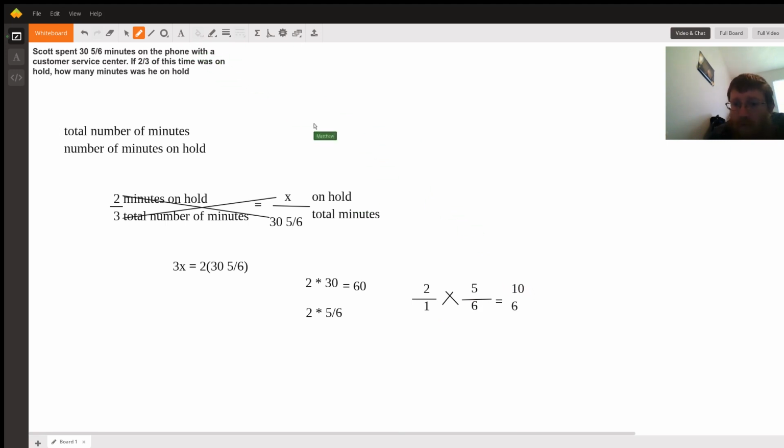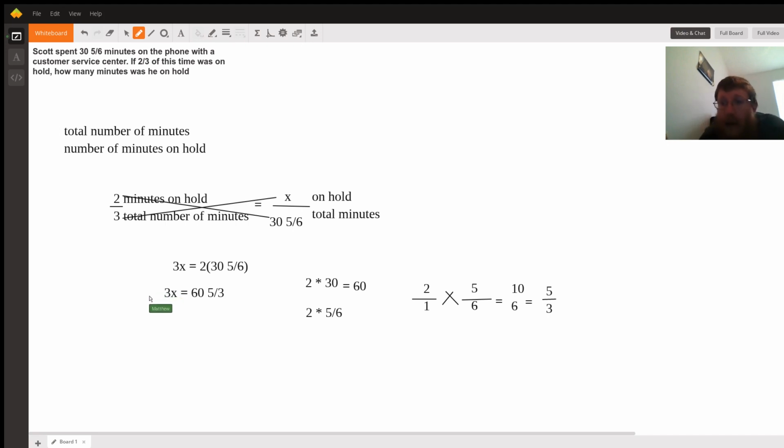Of course, we'd probably want to simplify that down if we can. You should notice that 2 can go into both those numbers, so then we'd have 5 over 3. That would be our simplified fraction. So then we've got 60 and 5/3 on the right. Now we've got 3x equals 60 and 5/3.